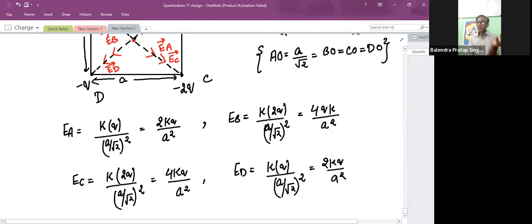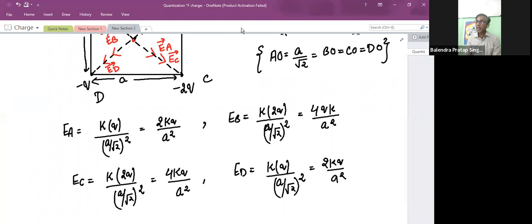Okay, now we have found all the electric fields due to the individual charges. Up to now, is there any problem, any doubt? Because after that we have to apply the superposition principle, because we have to find the net electric field at the center, and this is the electric field due to the individual charges.